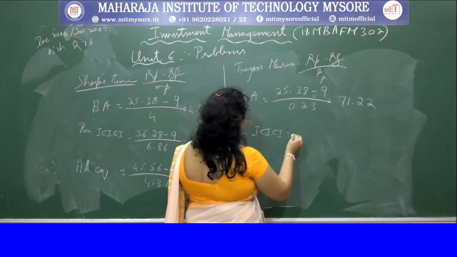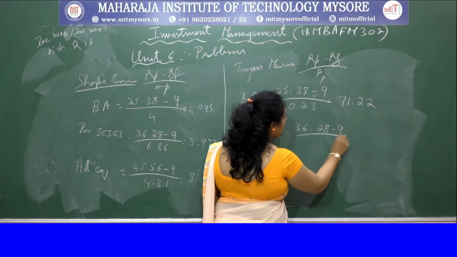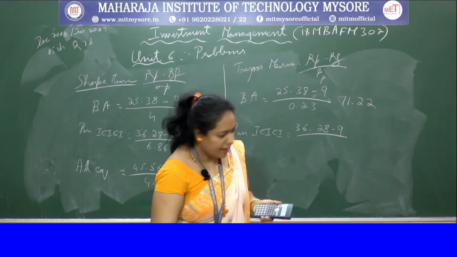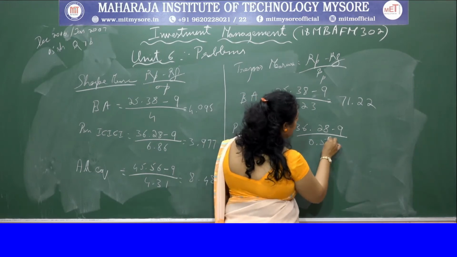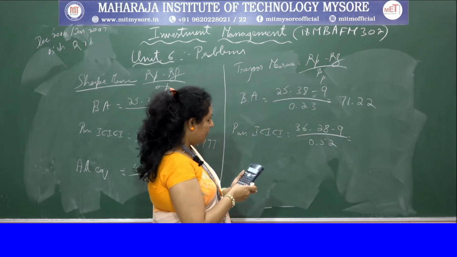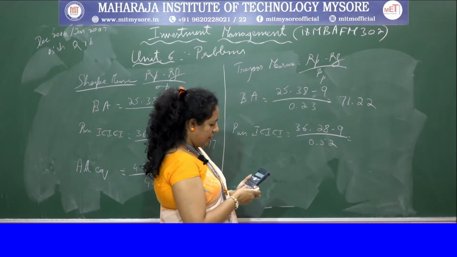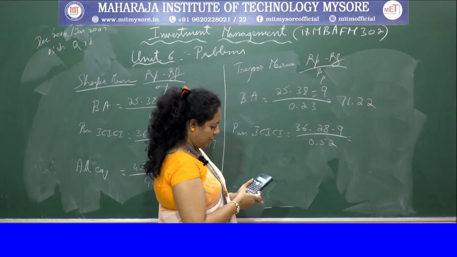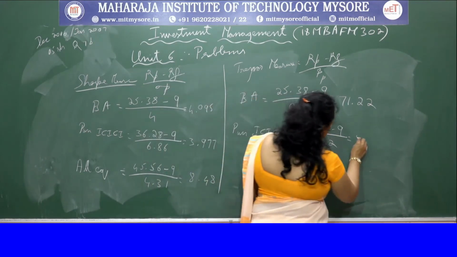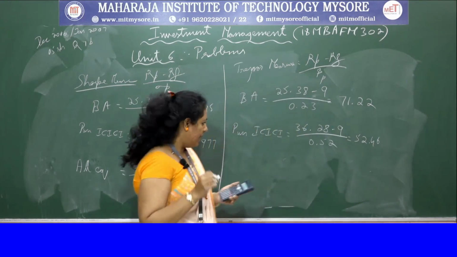ICICI. Let's write 36.28 minus 9 divided by the beta, which is 0.52. Okay. So 36.28 minus 9 divided by 0.52, you get 52.46. This is the answer.